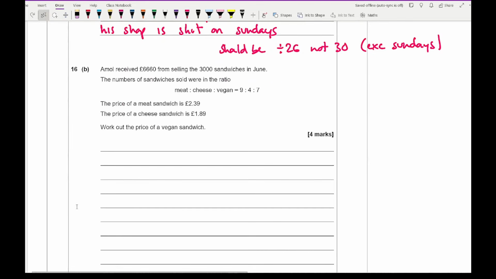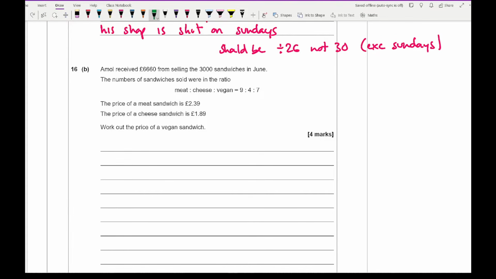For question 16b, it says Amal received £6,660 from selling the 3,000 sandwiches in June. The numbers of the sandwiches sold were in the ratio of meat to cheese to vegan, in the ratio of 9 to 4 to 7. The price of the meat sandwich was £2.39. The price of a cheese sandwich was £1.89. Work out the price of the vegan sandwich, and it's worth 4 marks.